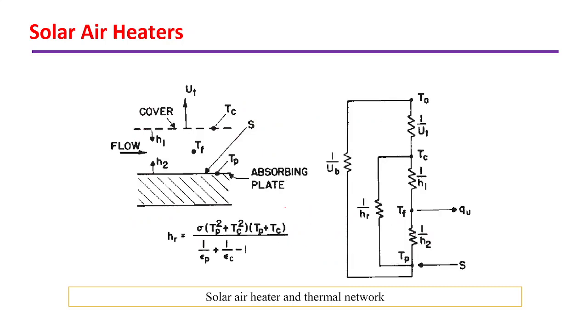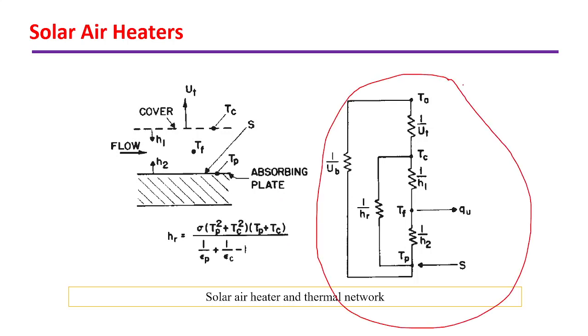So if I see a thermal network to compute the losses in a solar air heater system, this is the absorber plate, this is the airflow, and this is the cover. So what is happening typically? The solar radiation is falling on the cover plate and then onto the absorber. So there is a temperature of the cover plate and a temperature of the absorber plate.